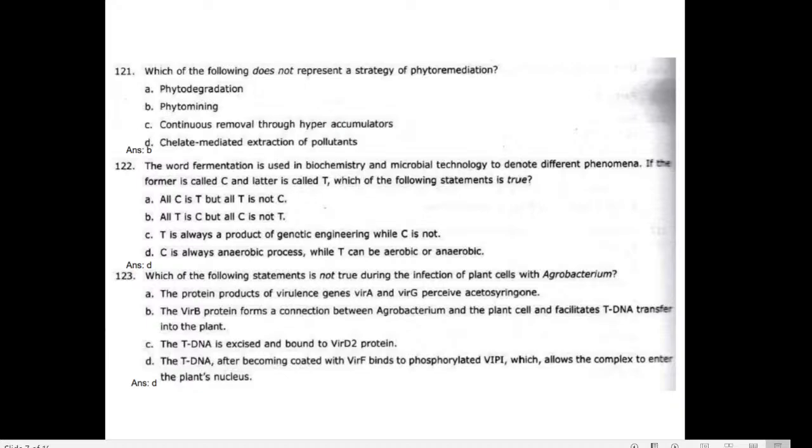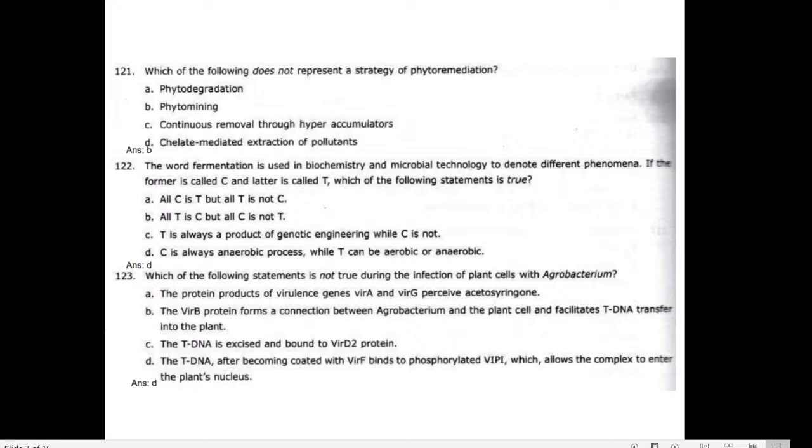The word fermentation is used in biochemistry and microbiology to denote different phenomena. The former is called C and the latter is called T. Which of the following statements is correct? It is easy, but somewhat confusing, so don't get confused by this statement. Please follow the first statement: fermentation is used in biochemistry, that is the first one, and in microbiology technique, so it denotes different phenomena.